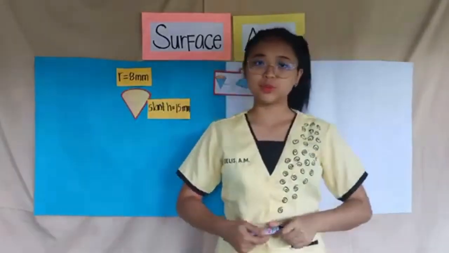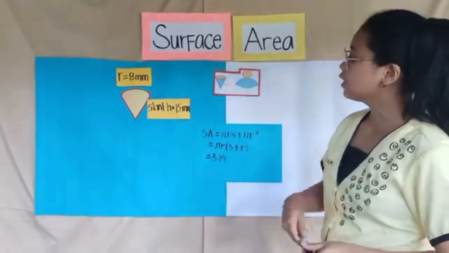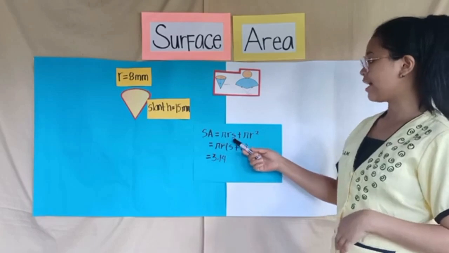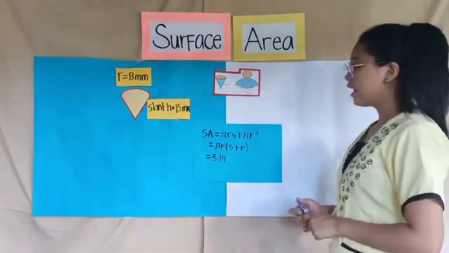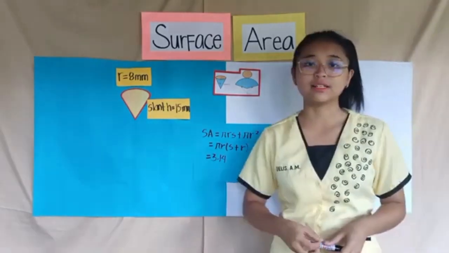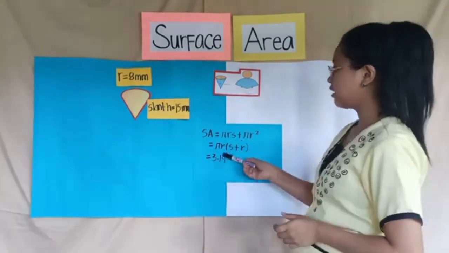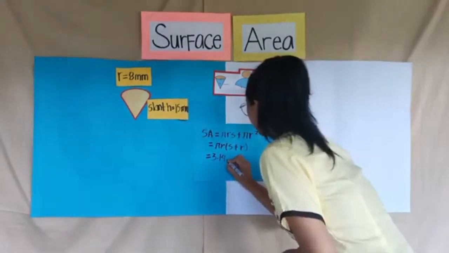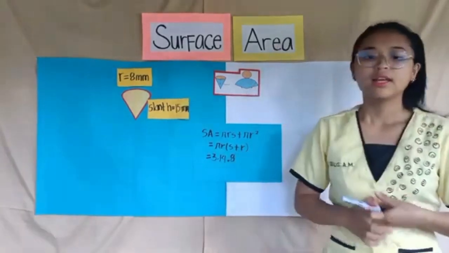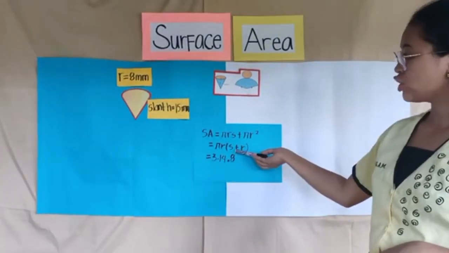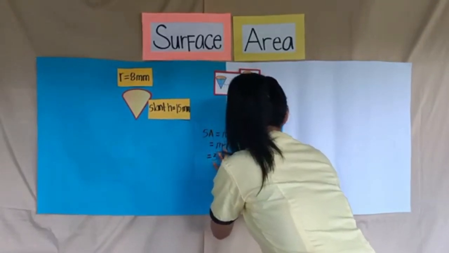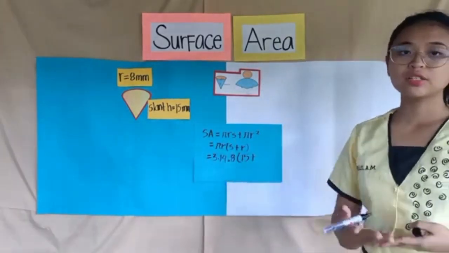Okay, so now let's proceed to find the surface area of a cone. So this is our formula, which is surface area equals pi r s plus pi r squared. Now, remember that our pi is 22 over 7. But here, we use 3.14 because it's still the same. Now, our radius here is 8. And our slant edge here is 15. And our radius here is 8.